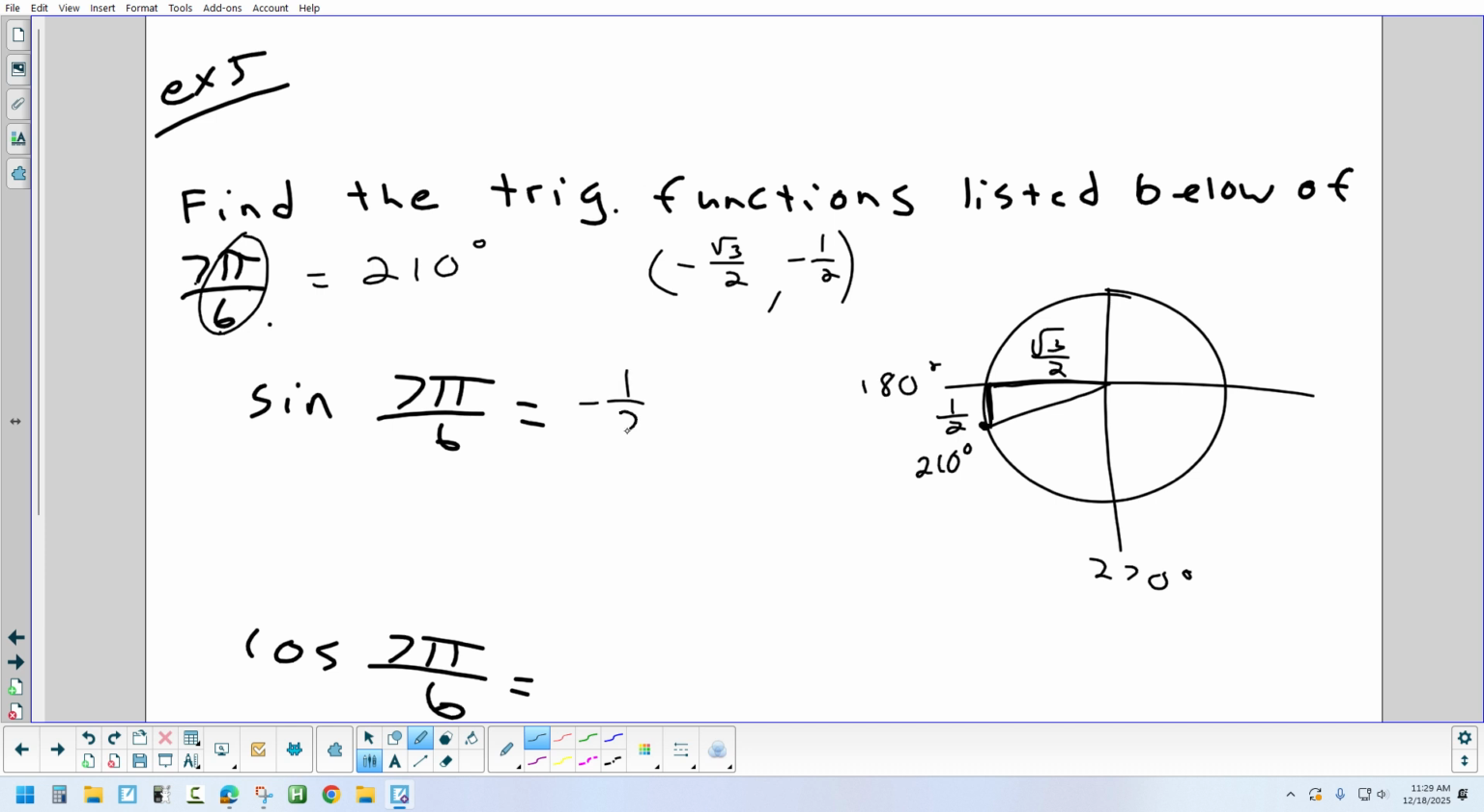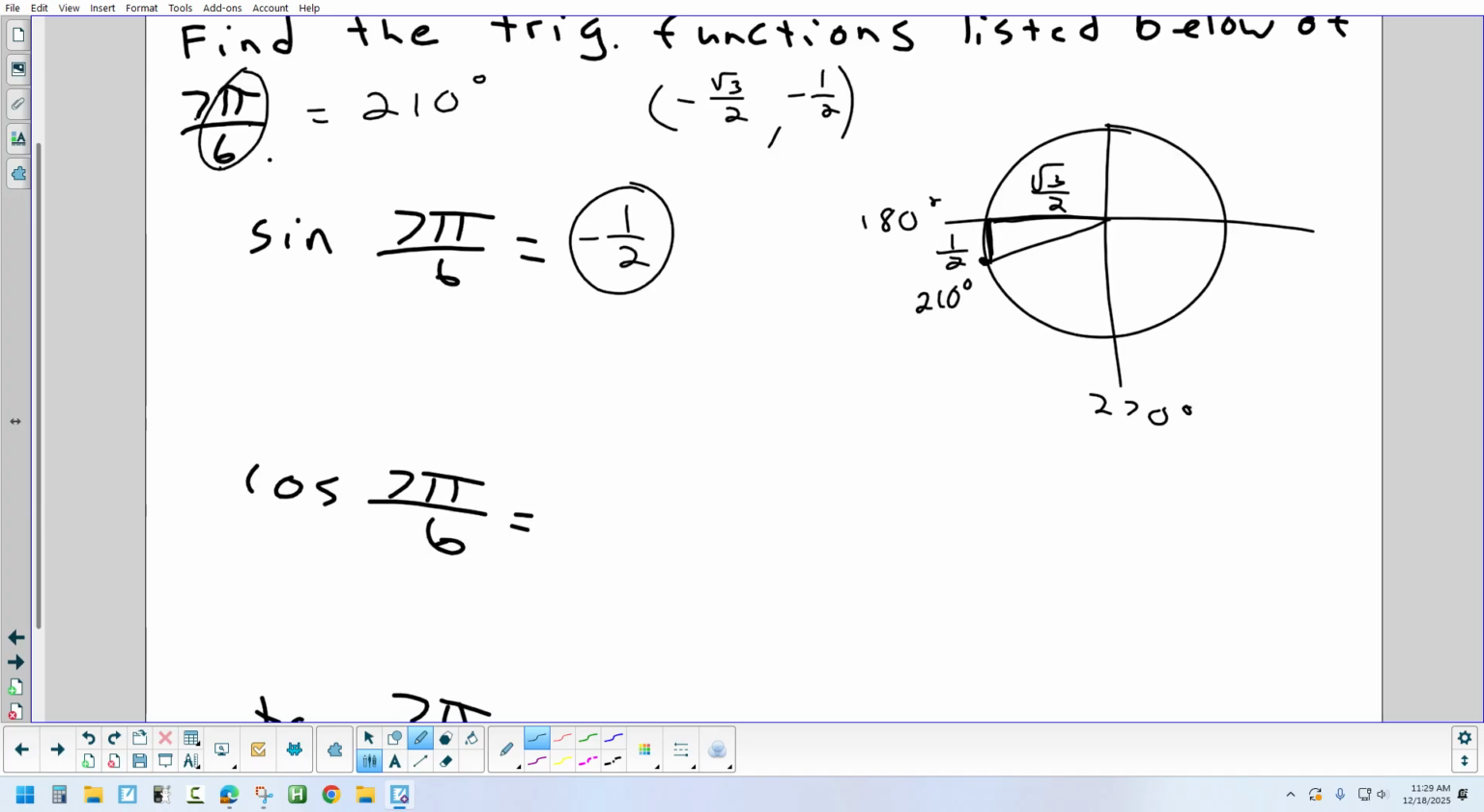Negative 1/2. What's the cosine of 7 pi over 6? Yep. Negative root 3 over 2.